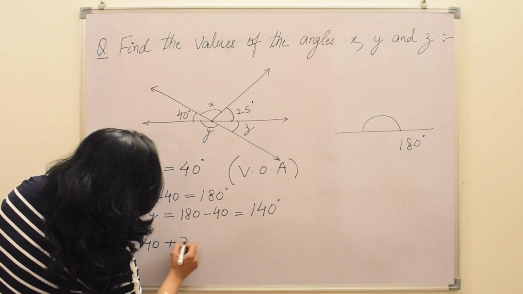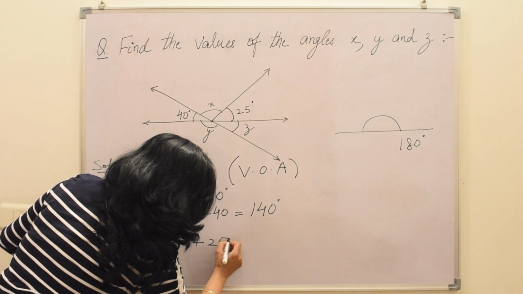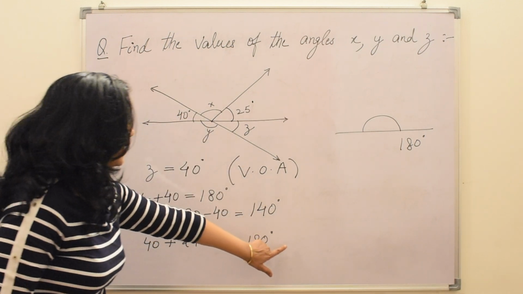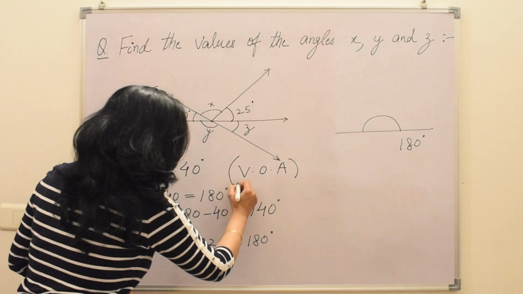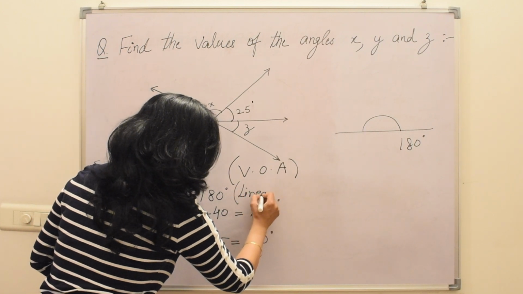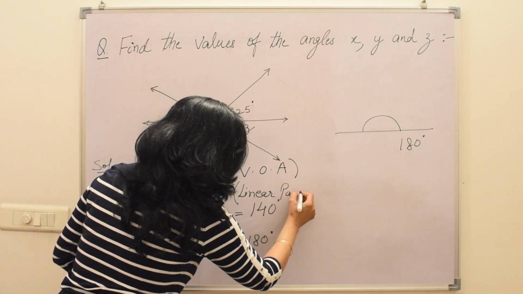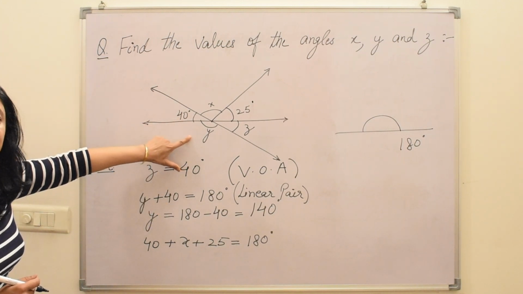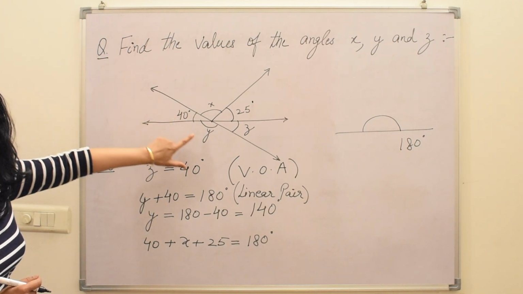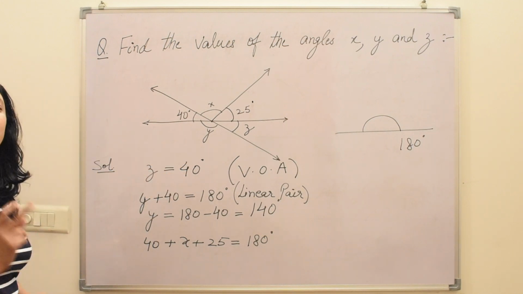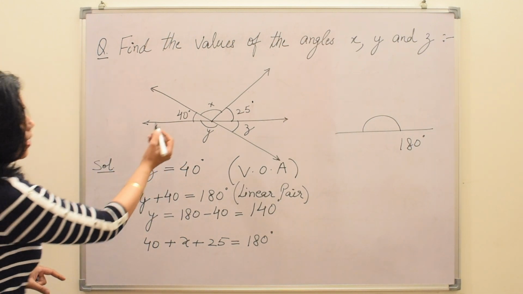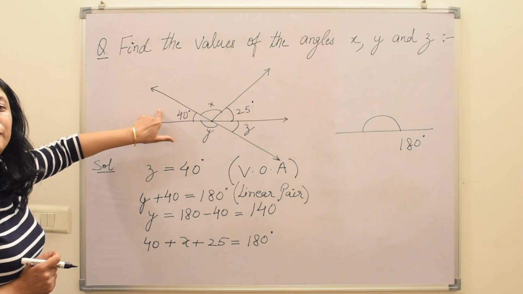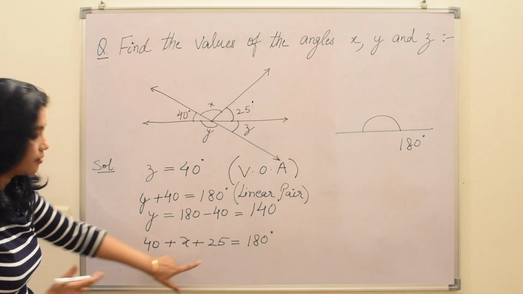40 plus x plus 25 is equal to 180 degrees. We don't have to write here linear pair. Y plus 40, this is a linear pair because here we have only two angles. Only two angles form a linear pair. But here this is not a linear pair, but the sum of three angles will be equal to 180 degrees.